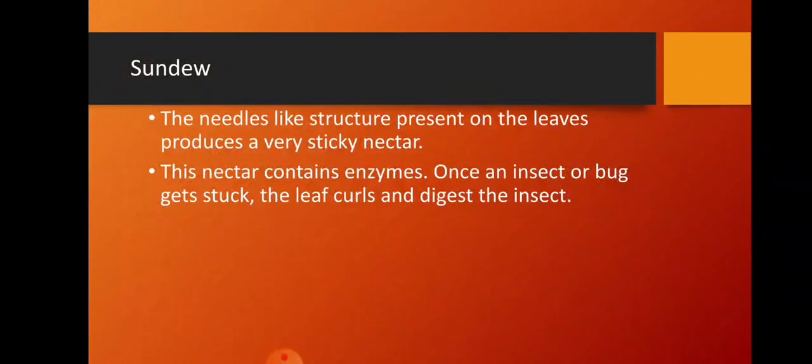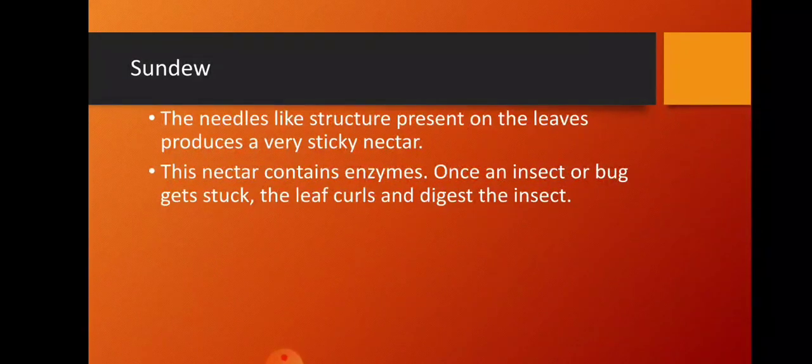One of the insectivorous plants is Sundew, which is also known as Drosera. In Sundew, the leaf has many needle-like structures all over it, and on the tip of each needle there is a transparent sticky nectar, which attracts insects towards it. This nectar contains enzymes. Once an insect or bug gets stuck, the leaf curls and digests the insect.